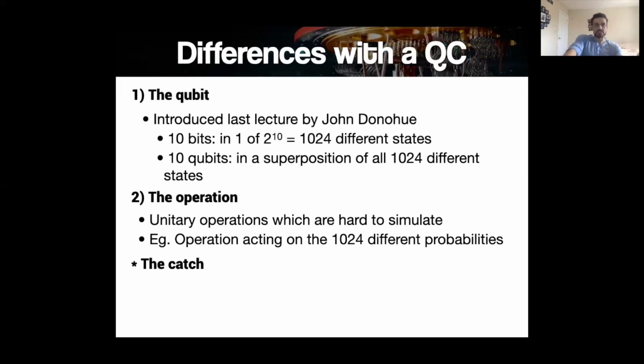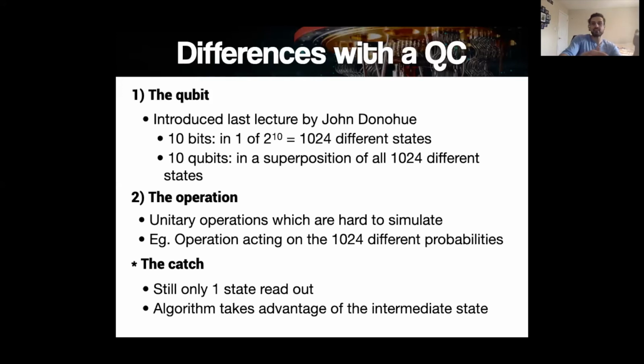So what's the catch? Is 10 qubits not then like having a 1,024 times faster processor? Well, no, because the catch is when you go to measure, you still only get one readout state. But we can still take advantage of that intermediary superposition before we take the measurement to do neat things, to do things that are impossible classically.